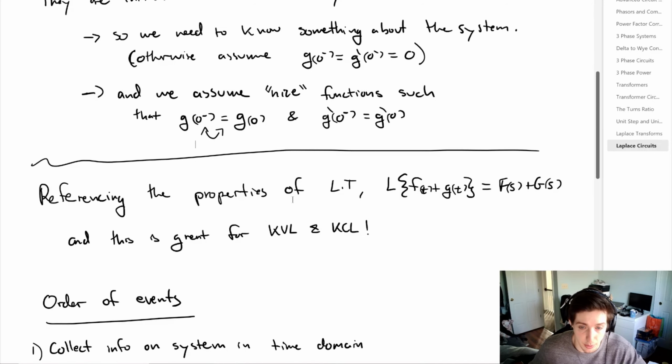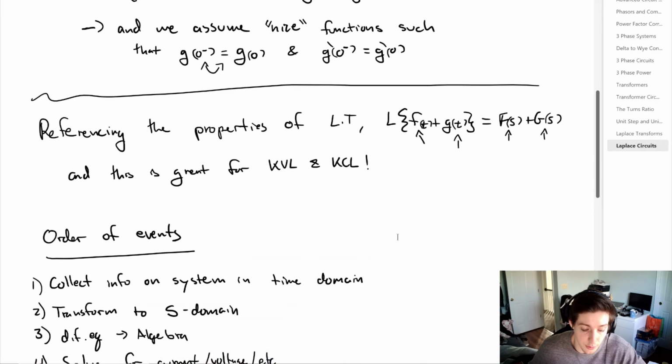So from the properties of Laplace transforms, we can say that the Laplace transform of one function f and another function g, if they're summed together, is going to be equal to the summed together transforms. So we have this linearity that's pretty nice. And this is great for KVL and KCL.